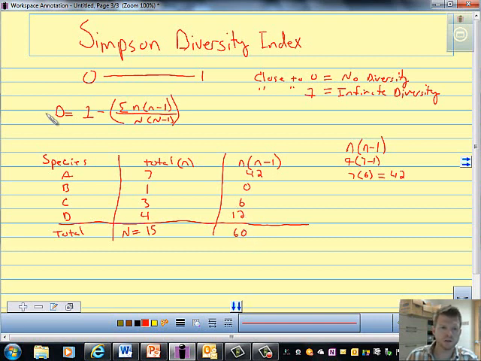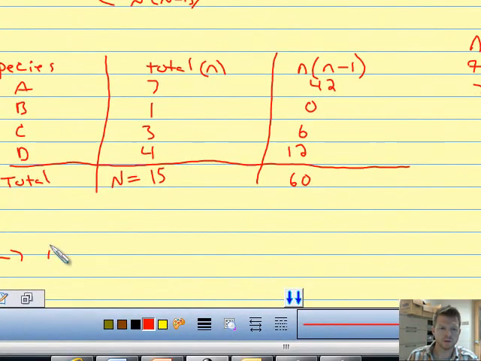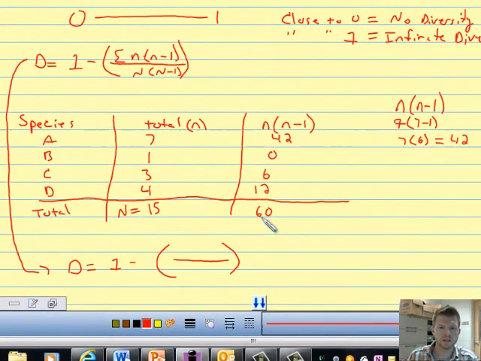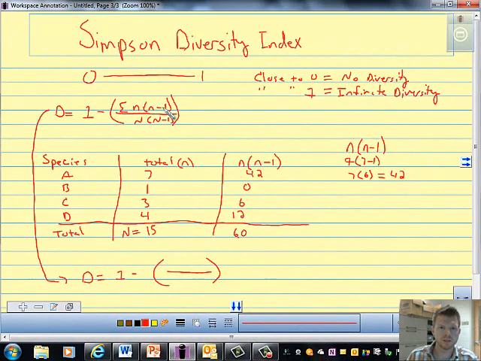Now let's revert back to this. I'm going to draw this down here. So diversity equals 1 minus, and so I'm going to take 60. You can look up here, we want the sum of, we added those up, that's the sum of, 60 is going to be put up top.